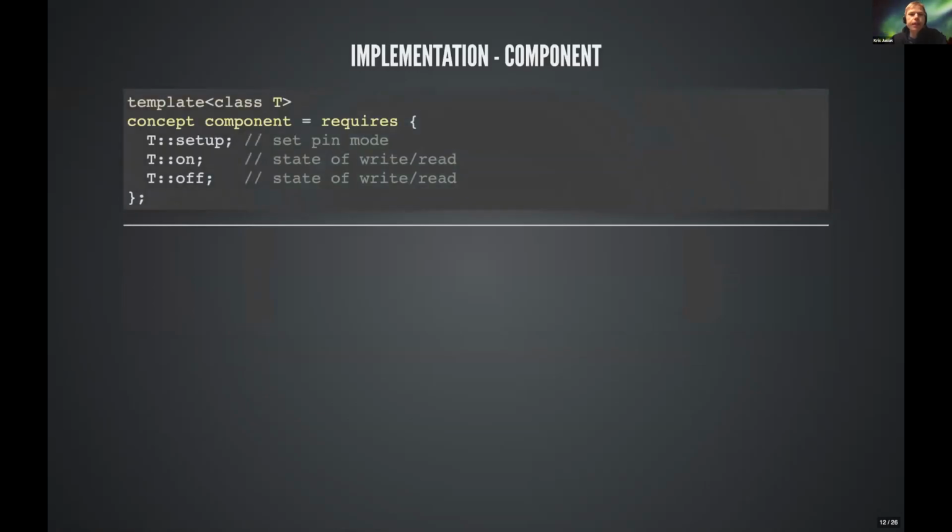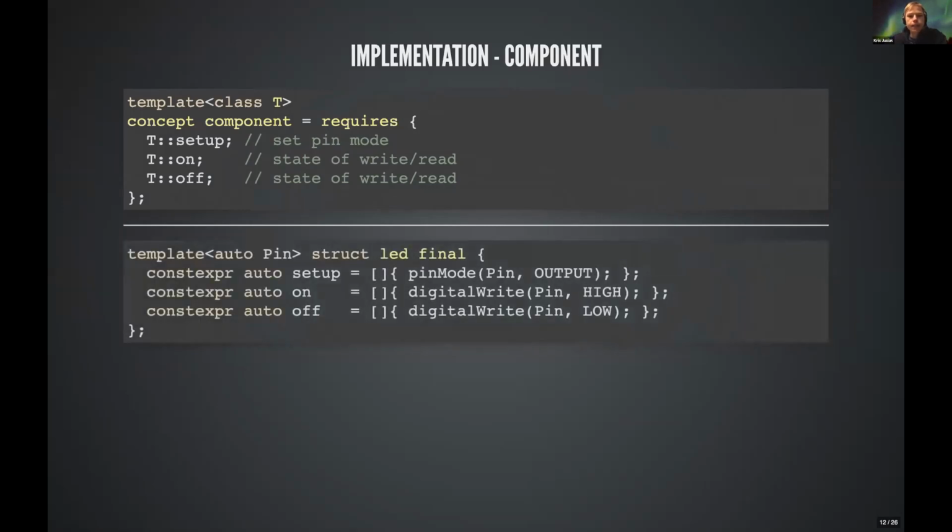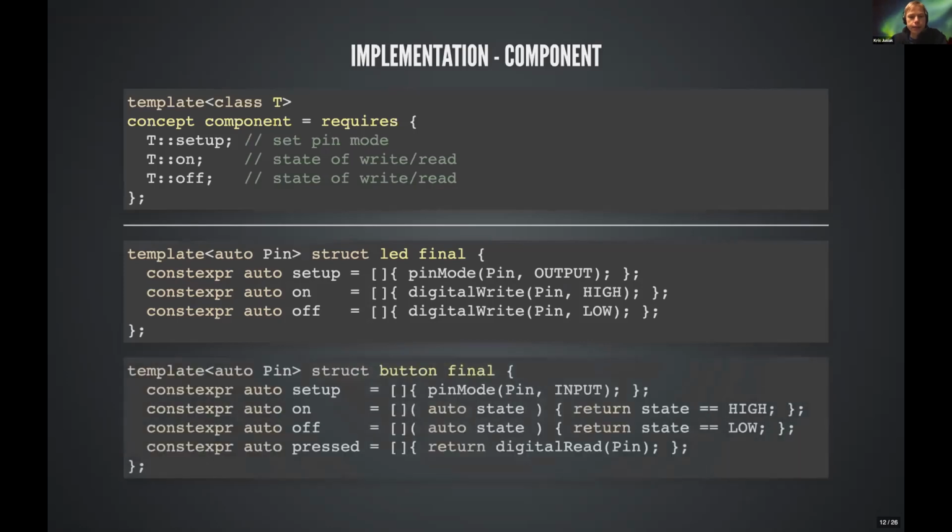So implementation will have the component because we want to leverage C++20 and zero overhead abstraction. So we'll use concept here, which will have setup, on and off. This concept will be satisfied by LED, which will have the setup, which will set the given pin into output mode, and after that, on and off will write the high or low voltage for that pin. And for the button, we'll have the setup, which will be an input.